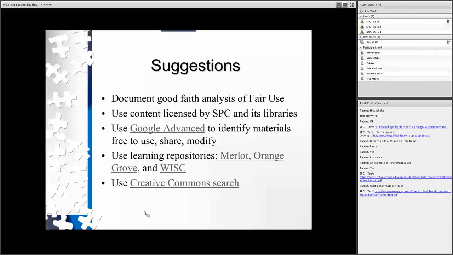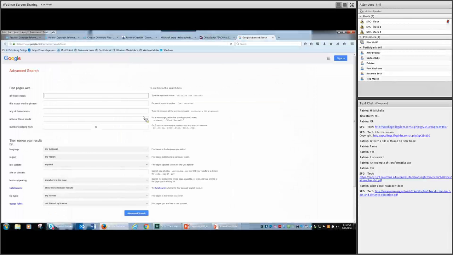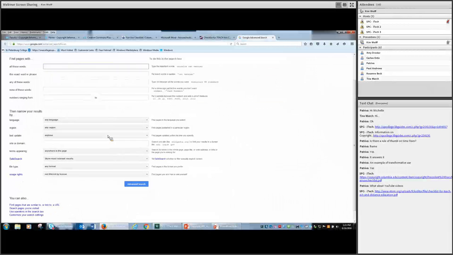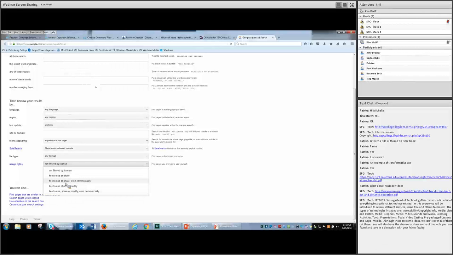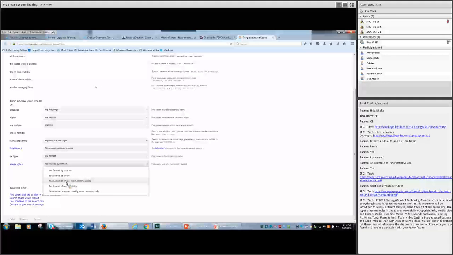You can also use Google Advanced. If some of you are not aware of what Google Advanced is, it gives you the opportunity to type in all the words and things that you want. But right at the very bottom, it says usage rights. And it says, find only the things that are free for use and sharing, even commercially, free to modify, whatever. So you can choose the level of rights that you would like to have. And when you find those results, then you know that you're pretty free to use those items.